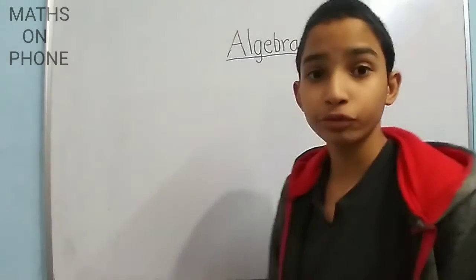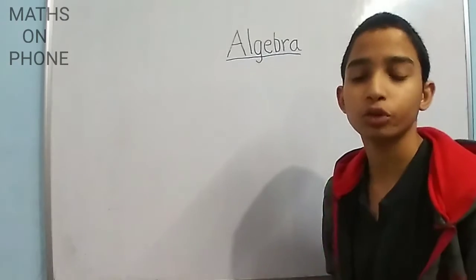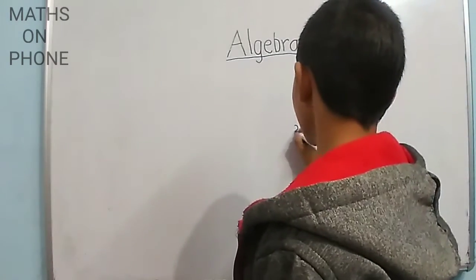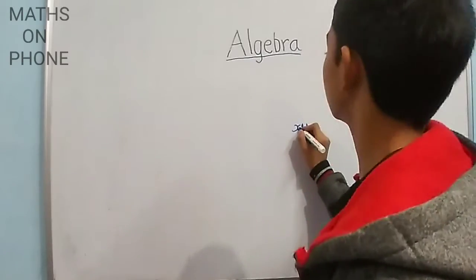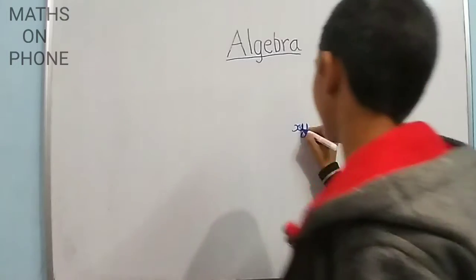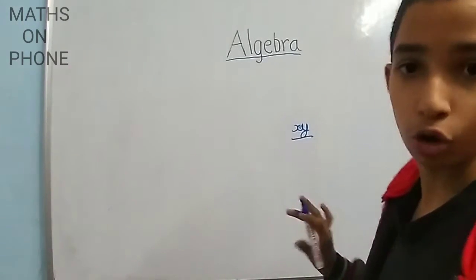Please note that if two variables are together without a sign between them, they have to be multiplied, such as x, y together without any plus or minus sign between them, so they need to be multiplied. And because they have no values, this will be the product only.